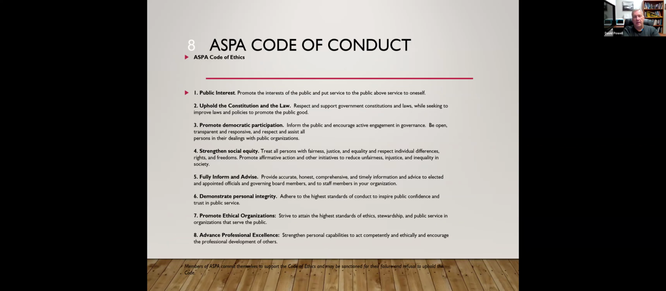So in doing your second Canvas essay, which is due next week, you are going to be considering the American Society for Public Administration's Code of Conduct. John Gaus in 1936, in addition to criticizing the politics administration dichotomy, really became the leading advocate for the creation of a professional organization for public administrators.